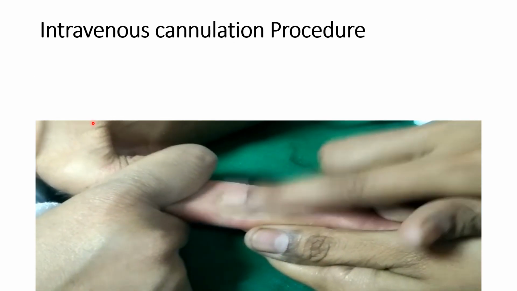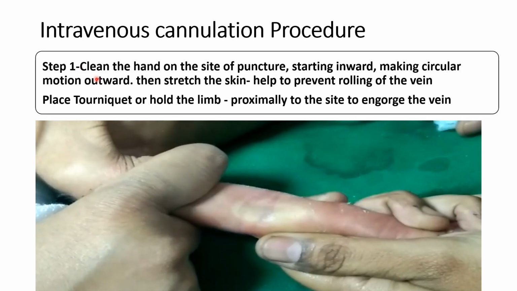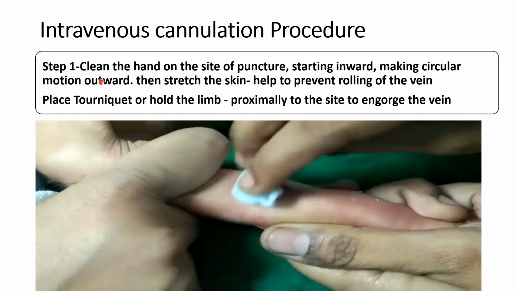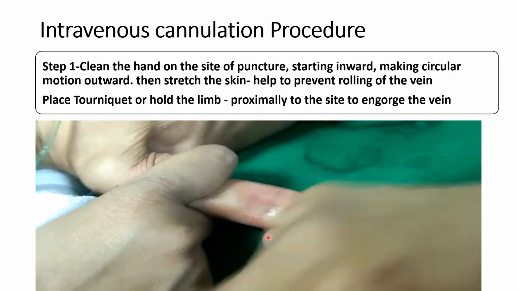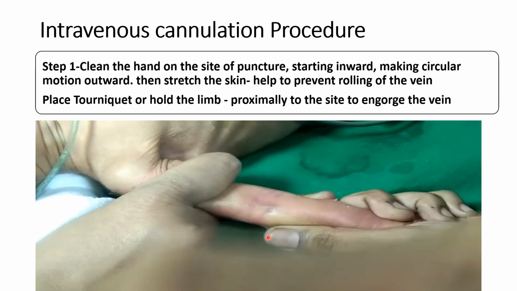Now the procedure of IV cannulation. So first step is we have to clean the hand at the site of puncture. So in this video you can see, start inward and make the circular motion outward. Also, stretch the skin. It will help to prevent the rolling of vein.